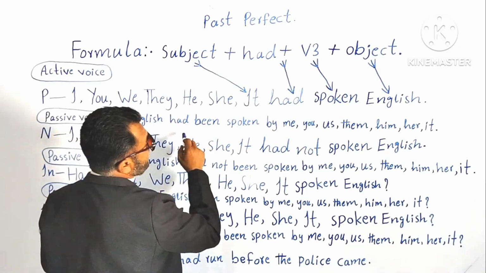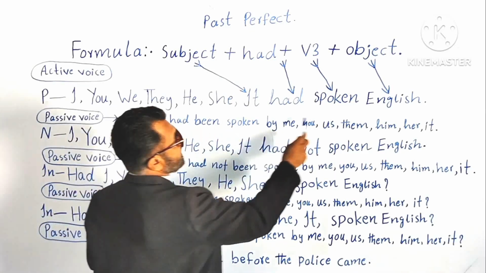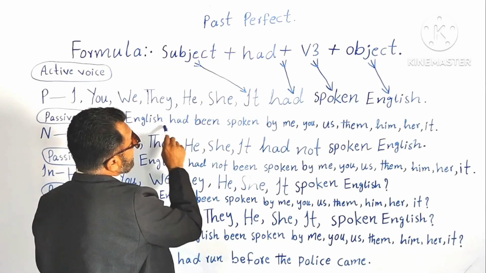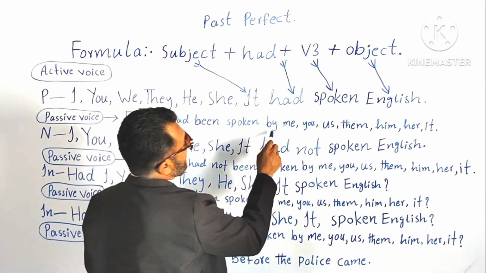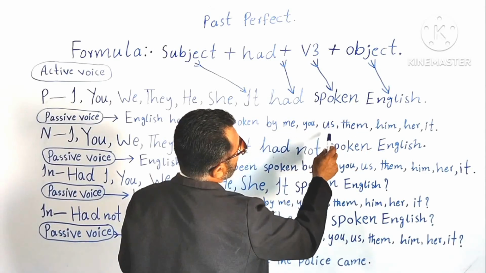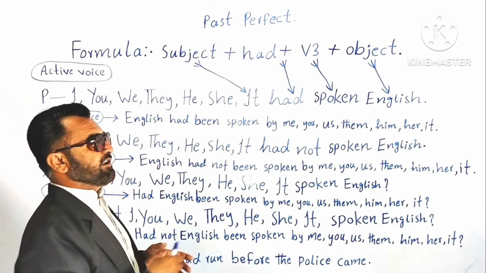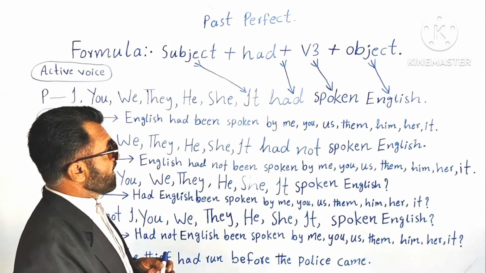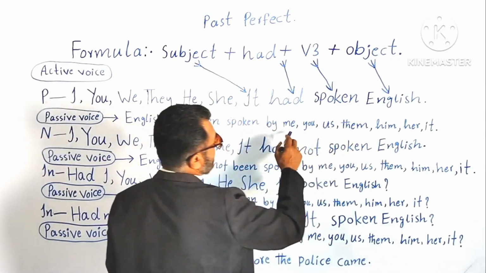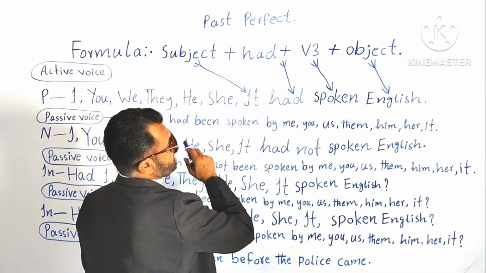English had been spoken. You see, here English is the object, here it is the subject. English had been spoken by, now you can see these all are objects. By me, by you, by us, by them, by him, by her, by it, by Ali, etc. Now, you do not have to put these all objects together. You have to put one of them according to the subject.